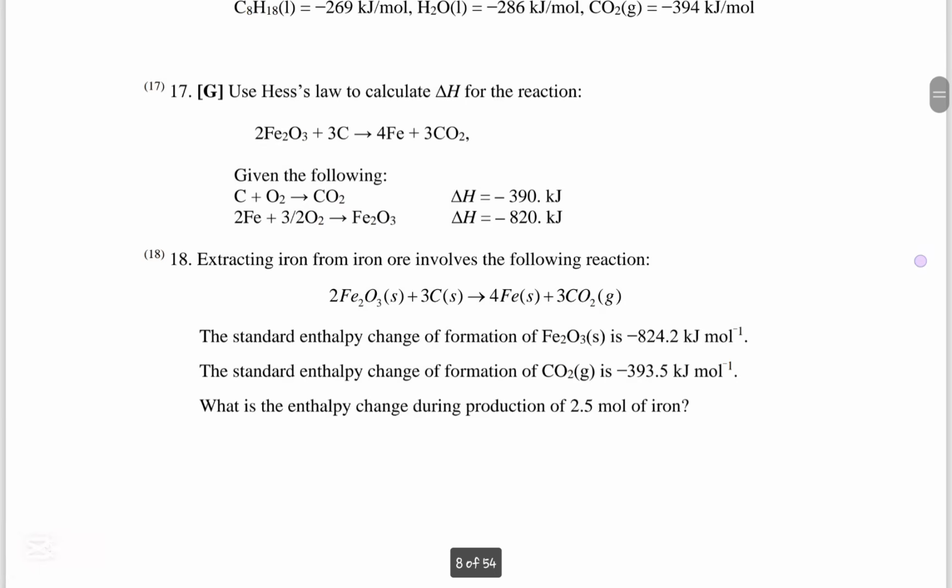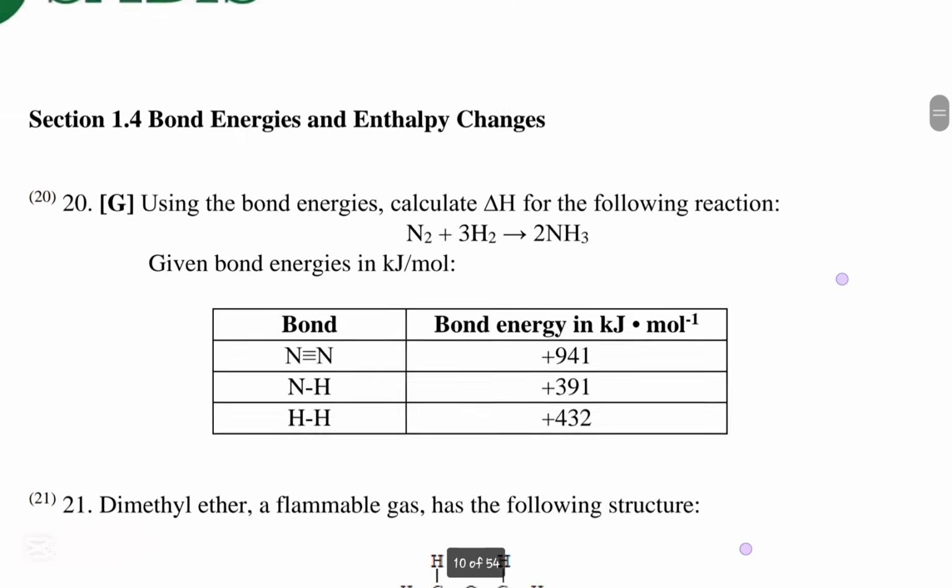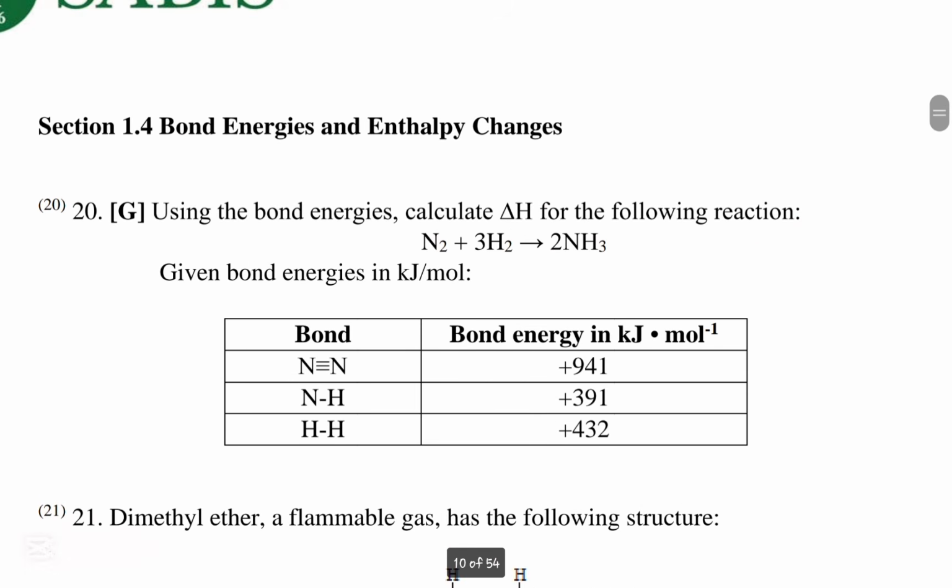And now finally, last but not least, the last question that is required, which is question number 20, using the bond energies and the enthalpy change. Now, remember, when they give you bond energies and they ask you to find delta H, it's going to be the bonds broken, which is the reactants, minus the bonds formed, which is the product.